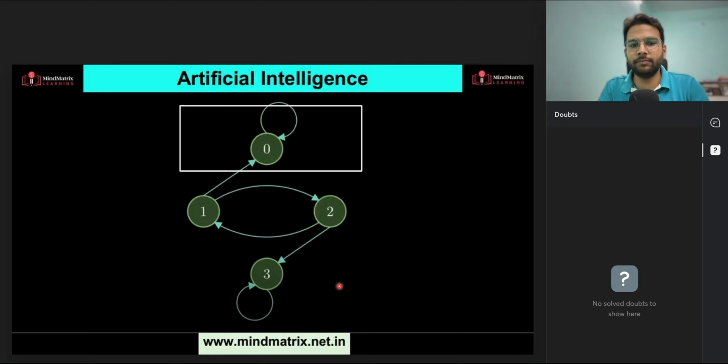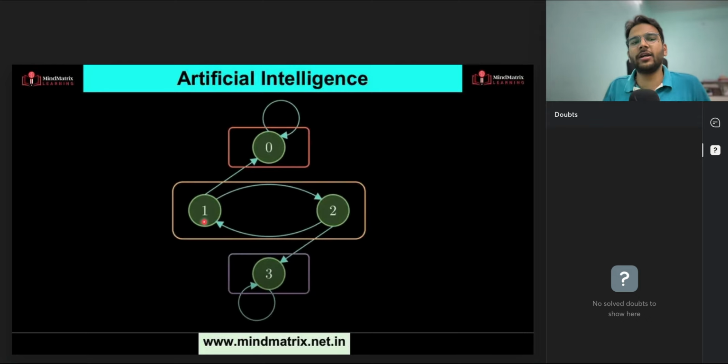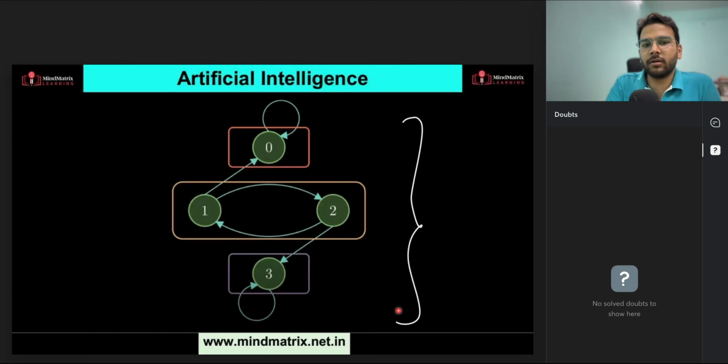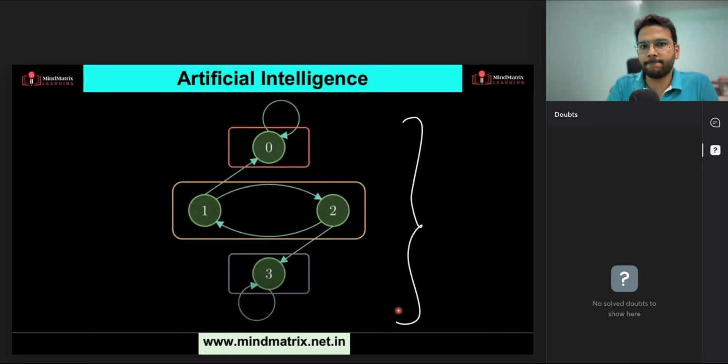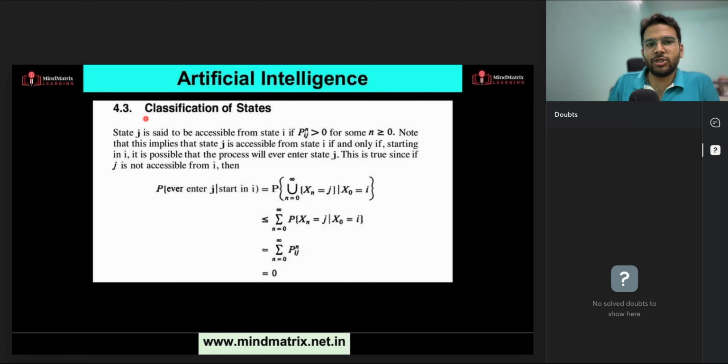So what we have done here is divide them into classes. Is this concept of reducible, recurrent, transient, and classes clear to all of you? Any doubt in this? Okay. This is just a classification that they have done, nothing else. And the same thing is mentioned over here also, classification of states.